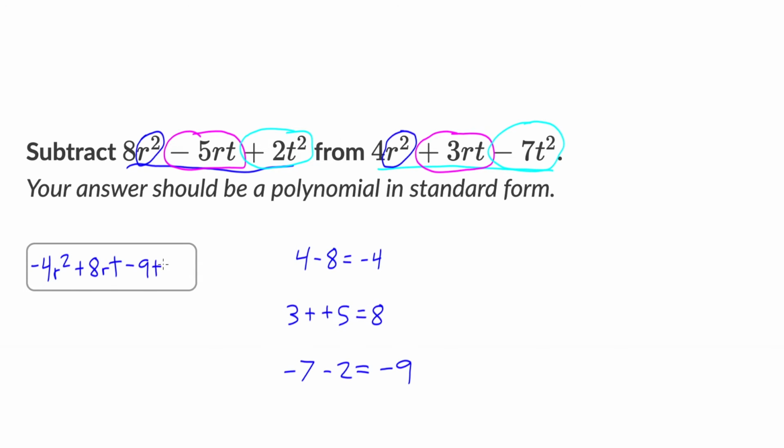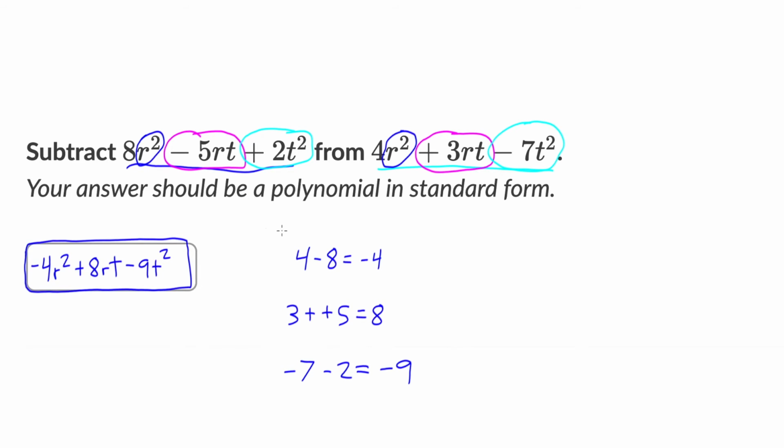And I apologize, my t's look like pluses. So yeah, that's kind of embarrassing. My handwriting needs to improve a little bit, but yeah, we need to replace these t's with another variable. But that is your answer, negative 4r squared plus 8rt minus 9t squared, okay? Pretty cool. Not too bad.